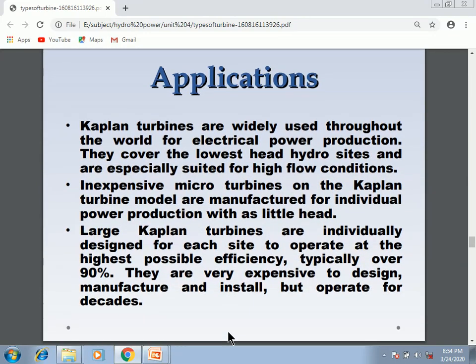What are the applications of Kaplan turbine? They are widely used throughout the world for electric power production. They cover the lowest head hydro sites and are especially suited for high flow conditions. Normally, for high discharges Kaplan turbines are used.